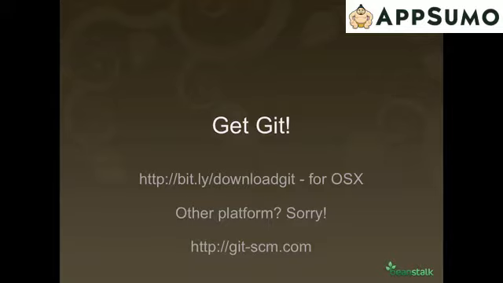If you're on another platform like Windows or Linux, you have to go to git-scm.com. Find your OS, find your version, and download it, install it from the directions there. Their documentation's a little bit scary, but it's not too hard to find the right version for yourself.